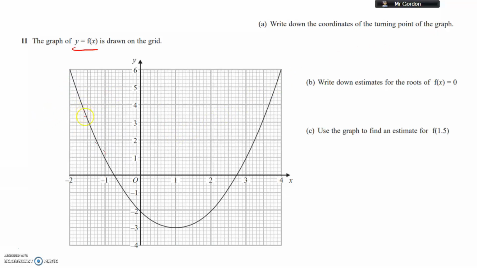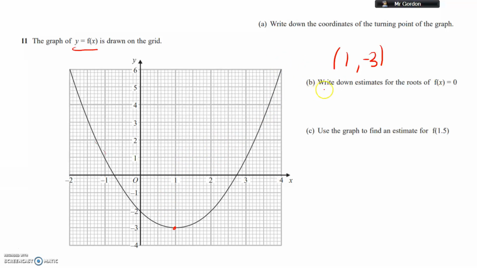Well, you can see the gradient here is negative. It's heading downwards, so negative, negative, negative, turns around here and then becomes positive. So the turning point is going to be the coordinates of that point there. It's along the corridor to 1 and then down the stairs to -3. So if you had to write down the coordinates, you're going to put 1 and then -3. That's the turning point, that red dot.